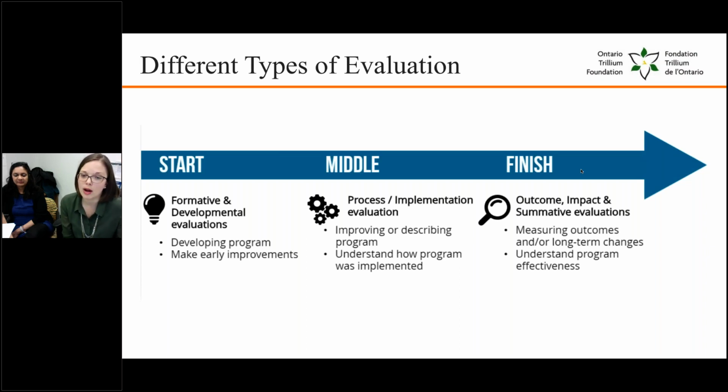Finally, we have outcome, impact, and summative evaluations. These look to understand the effectiveness of your program in achieving a set of outcomes. Impact evaluations go a little bit further by considering intended and unintended outcomes. And summative evaluations are usually used to make decisions about whether you want to go forward with continuing to deliver a service or not.